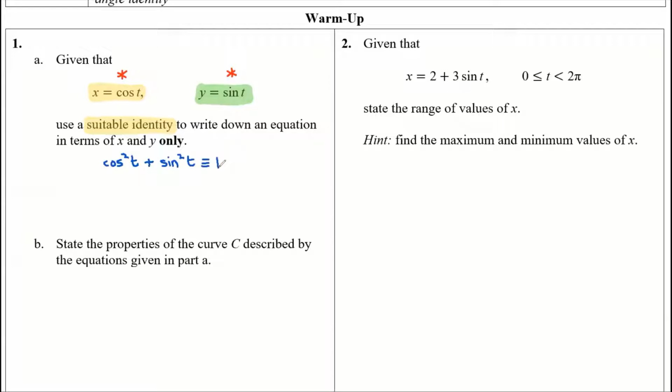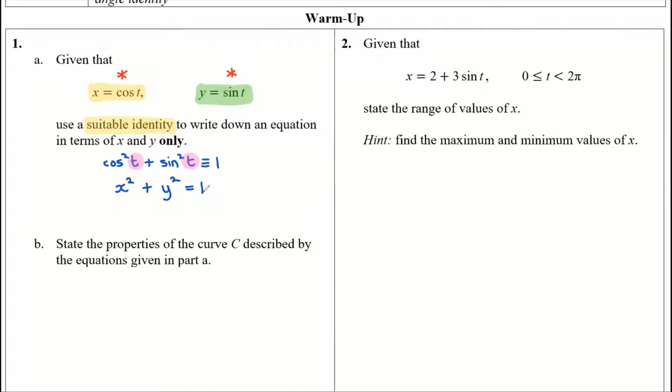And remember, of course, it doesn't matter what variable you use. This is true for all values of t, or theta, or x, or whatever else you choose to use as your variable. In this instance, we're using t. So clearly, cos squared t would be equal to x squared in this instance. So we can simply write down the equation now as x squared plus y squared is equal to 1.